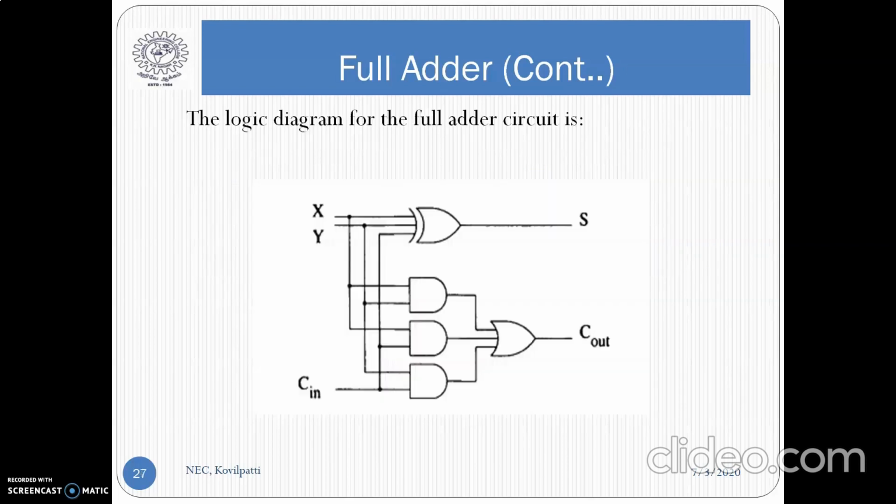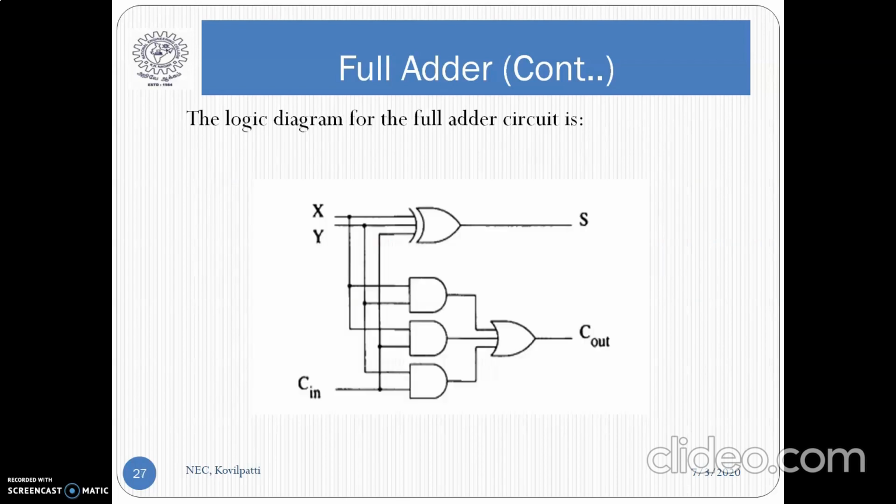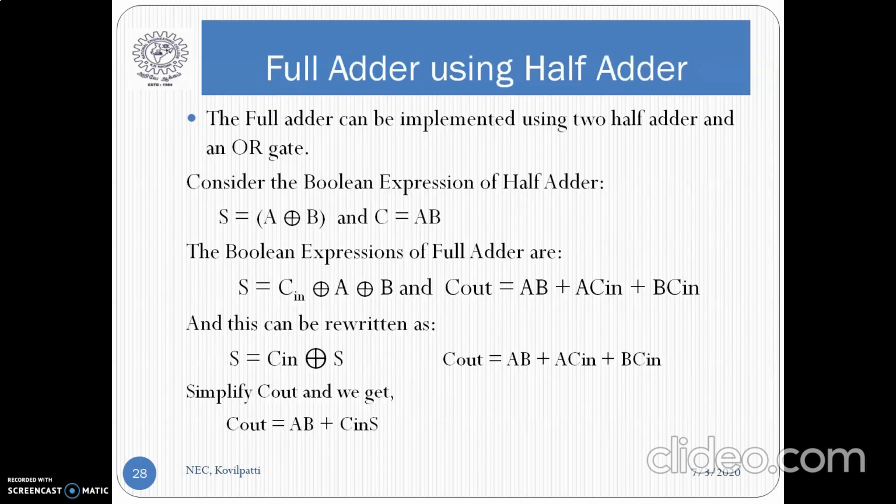Okay. So this is the logic diagram for our full adder circuit. With this expression we are constructing this diagram, and this is a full adder circuit. We can also implement the full adder using 2 half adders. Consider the half adder expressions: S is equal to A exclusive or B and C is equal to AB, right? So the Boolean expressions for the full adder are S is equal to Cin exclusive or A exclusive or B and Cout is equal to AB plus ACin plus BCin, right?